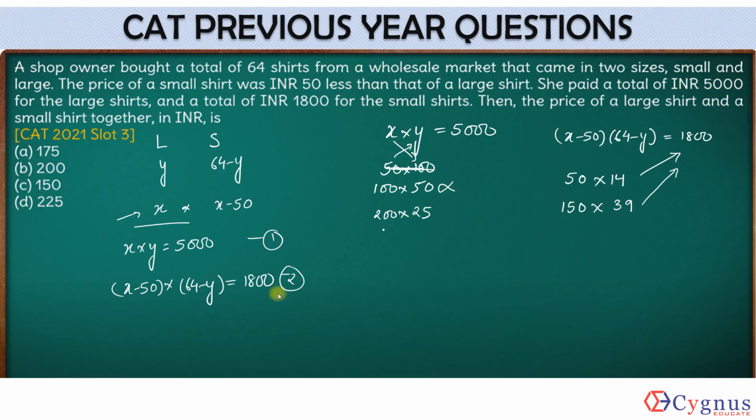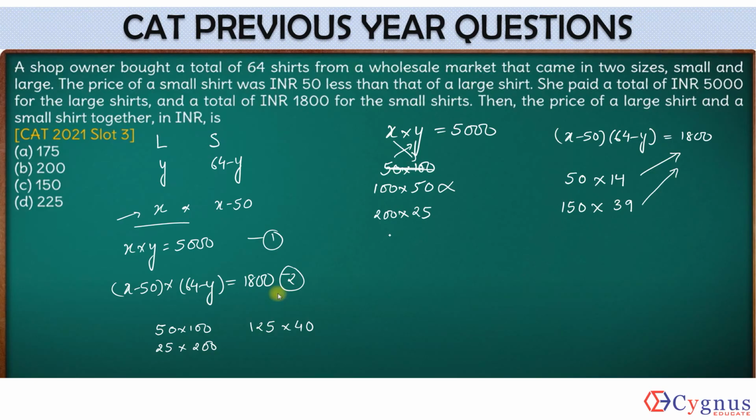Okay. The other way would be what? Let's factorize this 5,000. This 5,000 can be written as 50 into 100, or 25 into 200. Yes or no? What else? We can write it as 125 into 40 also. 125 into 40 will give you 5,000.